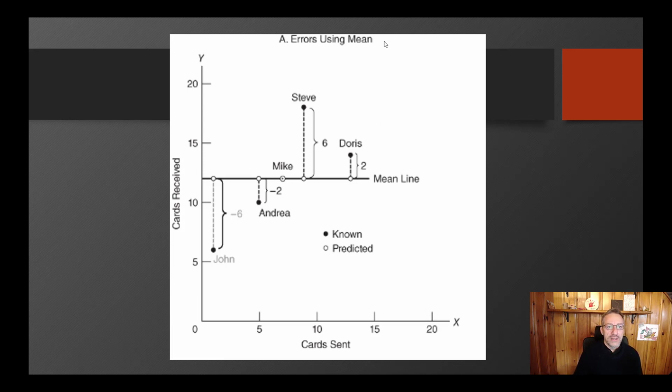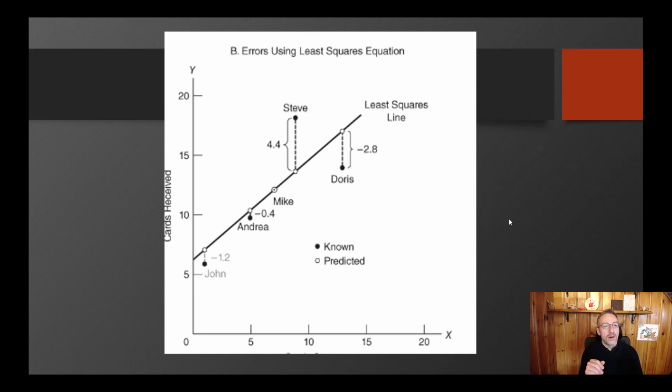These are errors using the mean. So here's the line for the mean, which is 12, and then we have each person. So John was off by 6. Andre was off by 2. Doris was off by 2. Steve was off by 6. Just like all these other things we've done, if you were to add all that up, it is going to equal 0. What we are going to do is create what's called a least squares equation, a regression line, using cards sent to predict cards received. We know there was a correlation there. It wasn't significant, but there was a correlation, 0.8.